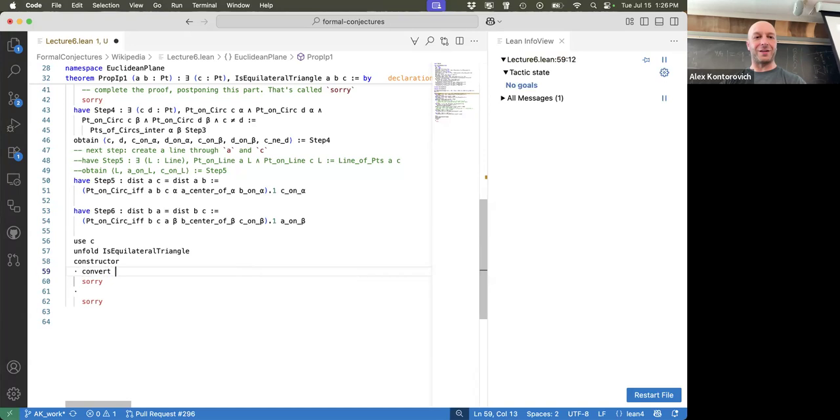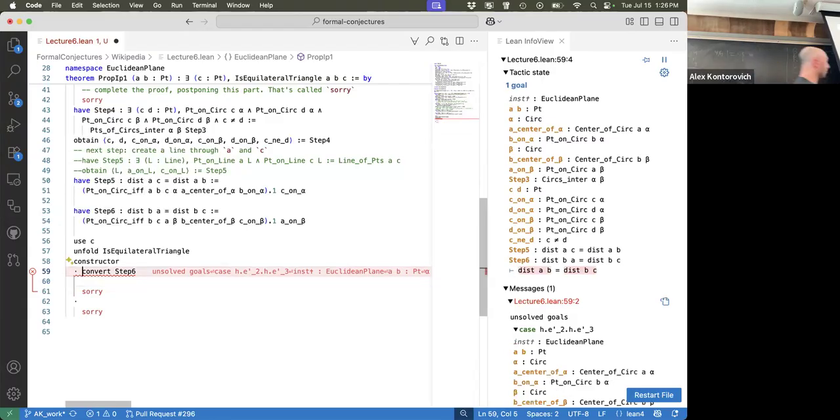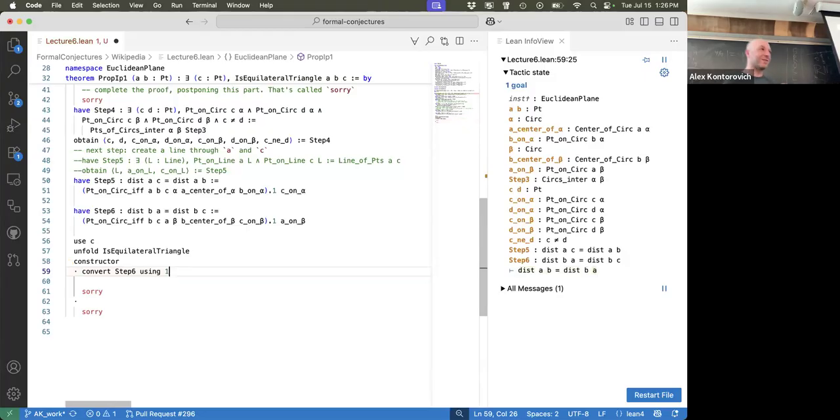So if I write convert step 6, it converted a little too much. It says, I see that there are distance functions here, so maybe if A is equal to B and if B is equal to A, then I can solve this goal. So we went too far in the conversion. Let's stop the conversion a little bit by saying convert step 6 using 1. Using 1 means stop at the first level of conversion. The first place where things don't match exactly, stop. And now our goal is to show the distance of AB is equal to the distance of BA.